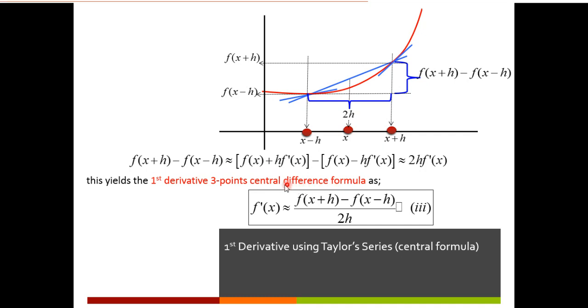Okay, and the formula will be given by Taylor series as f prime x equal to f of x plus h minus f of x minus h divided by 2h. So this is the first derivative 3-point central difference formula that you can use to approximate the f prime x value, or the derivative value of f of x.